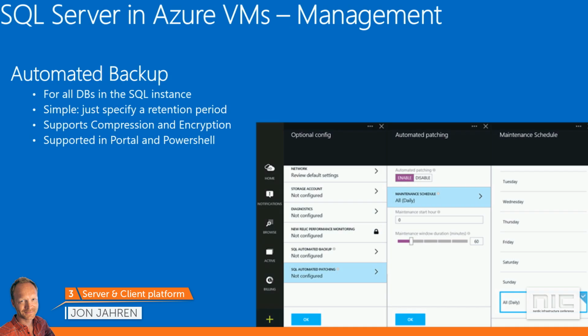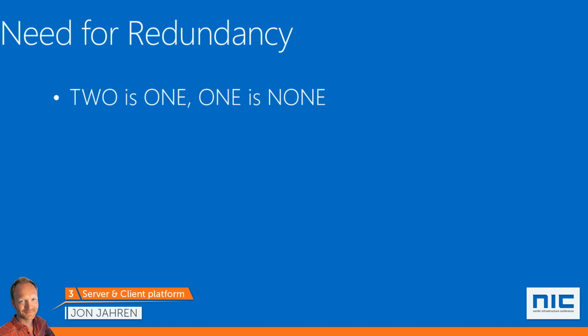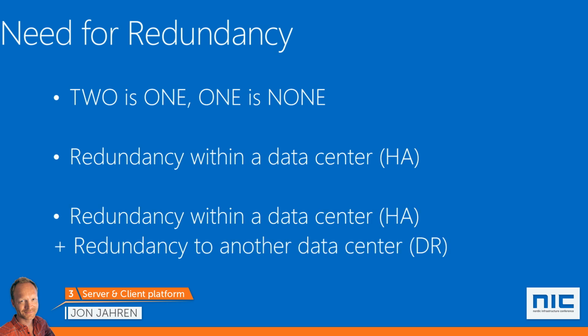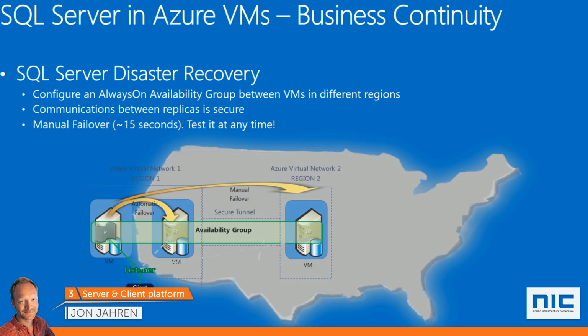Now, let us also talk about the always-on template. The always-on template is based on the principle that we need redundancy within a data center, which is one part of the equation. The other part is that we also need redundancy to another data center. And with SQL Server and the Azure VMs, in order to have full business continuity, we should have a disaster recovery solution that is an availability group between VMs in different regions.